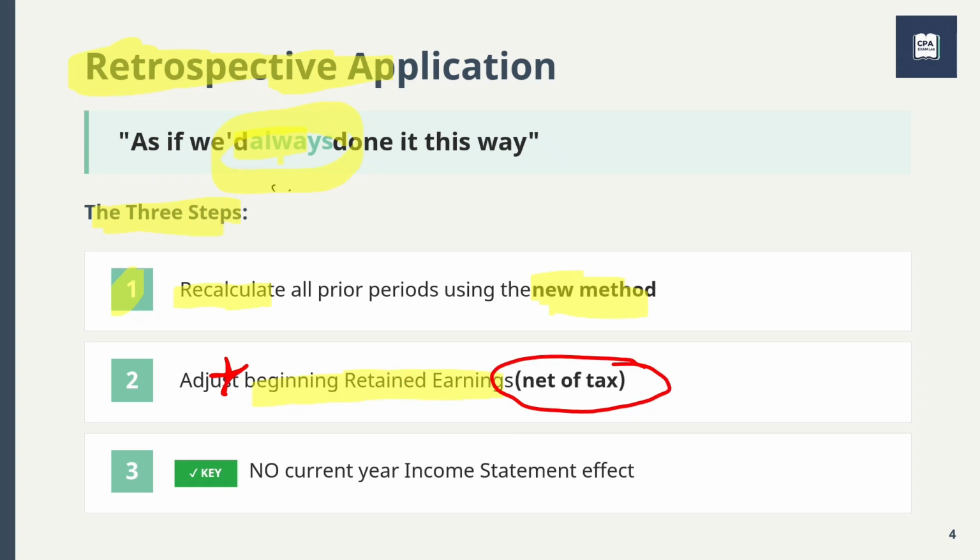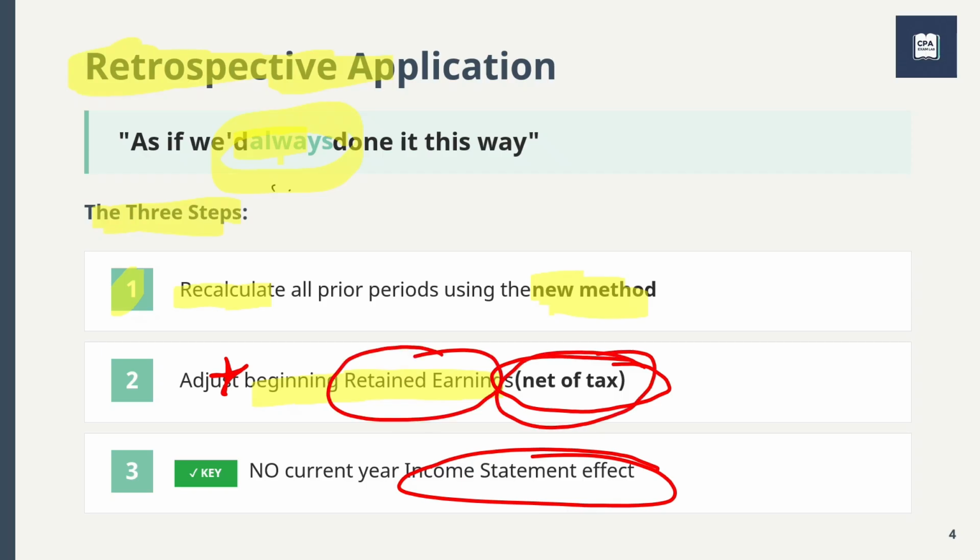We are definitely not touching the income statement. This one is also asked almost always in the simulations. They give you an example and you need to make a journal entry. There's an income statement there. You are not going to touch it. If there is a principal change, it affects the retained earnings, net of tax.